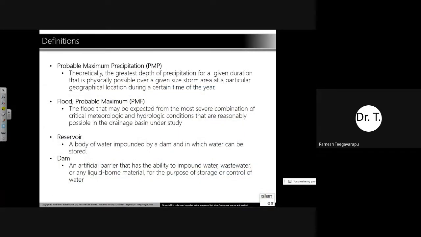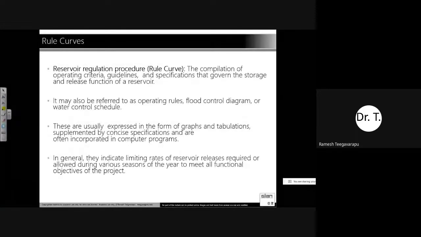So some definitions, again, we know that probable maximum precipitation, which we use for design purposes, we get the probable maximum flood. And there's a difference between a reservoir and a dam. A reservoir is the water impounded by the dam in which water can be stored. A dam is the structure itself. It's the artificial barrier which we build using concrete or earthen materials.